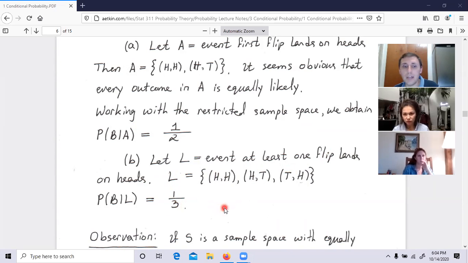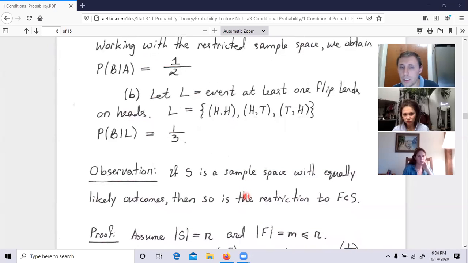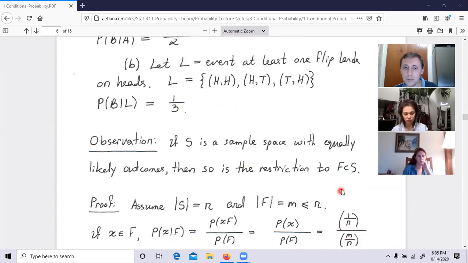Good. And let's just make this observation concrete. How do I know there is no preference between them? So we make this observation. If S is a sample space with equally likely outcomes, then so is the restriction to any subset F. If I make that my new sample space, it will be a sample space having equally likely outcomes. Good.